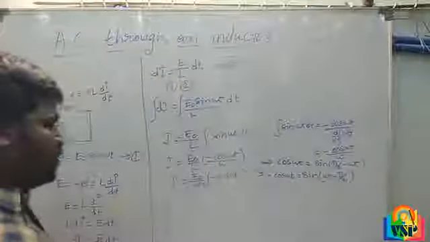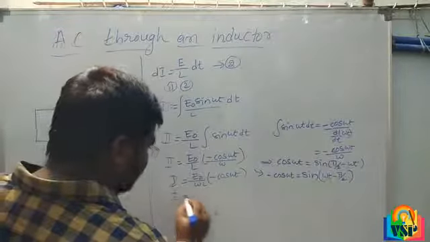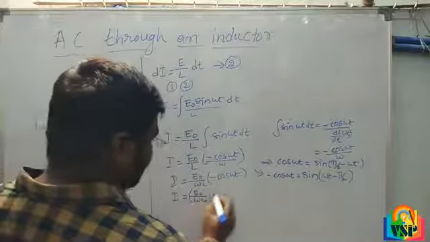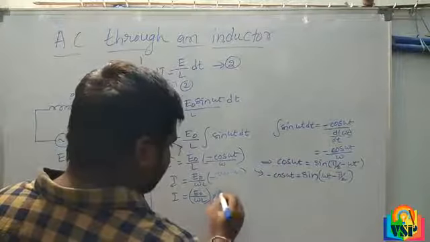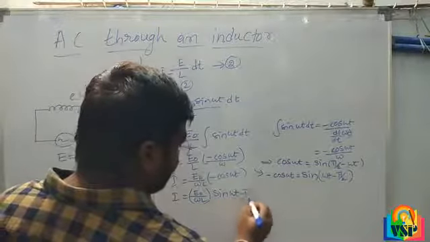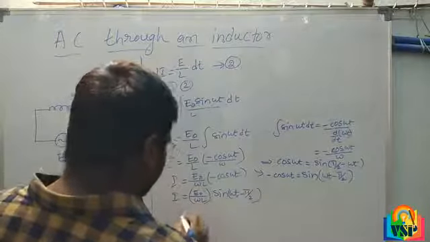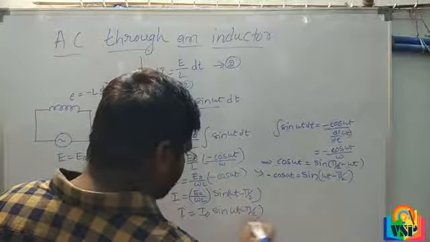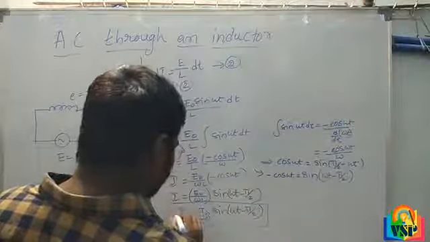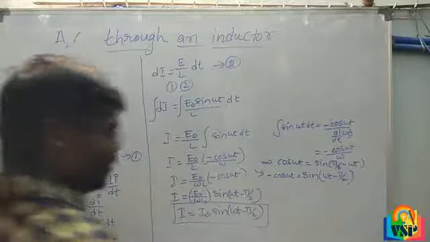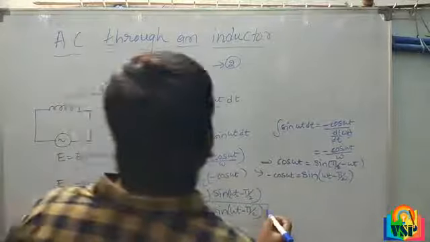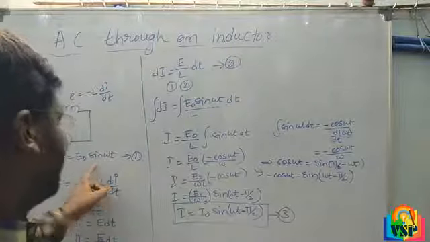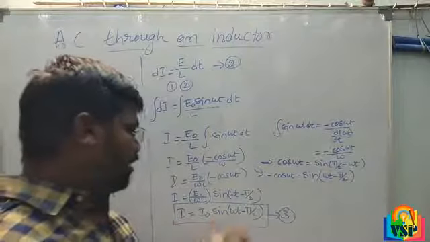So instead of this, we can write I is equal to E naught by omega L sin omega t minus pi by 2. I is equal to I naught sin omega t minus pi by 2. This is the final equation, which we denote as equation 3. So E is equal to E naught sin omega t, and I is equal to I naught sin omega t minus pi by 2.